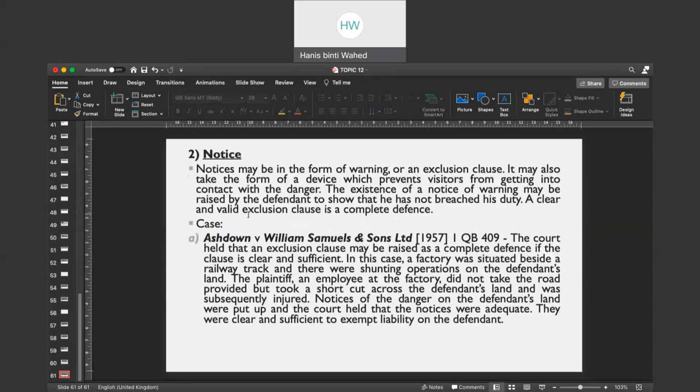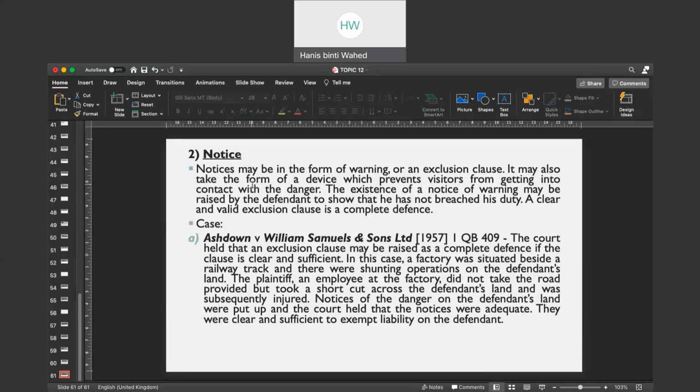Ya, maksudnya occupier ni boleh cakap bahawa dia telah put some notice in the form of warning or an exclusion clause or whatsoever. Ya, jadi this is the second defense that might be available to the occupier who has been found liable, yeah, for the injury happened to the entrant. Okay. So I want all of you to read these defenses. So these are all the important discussion for topic 12.